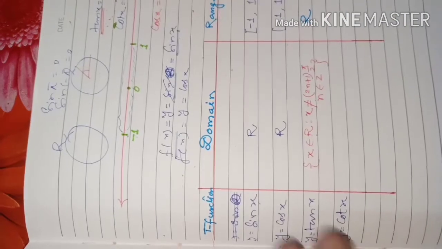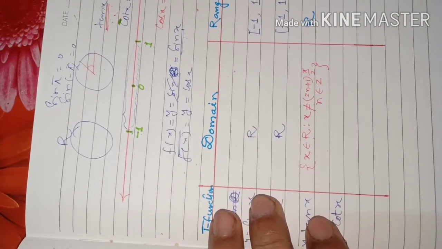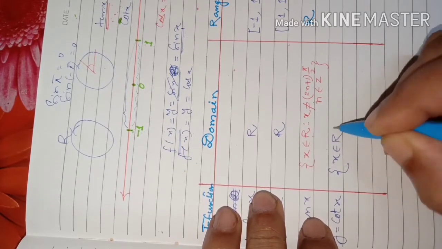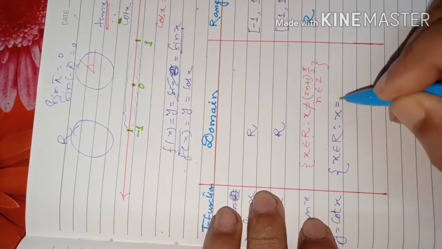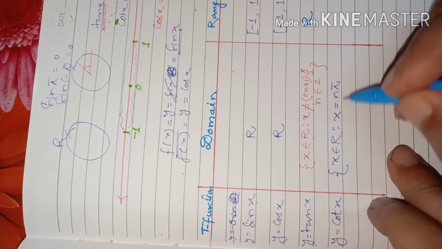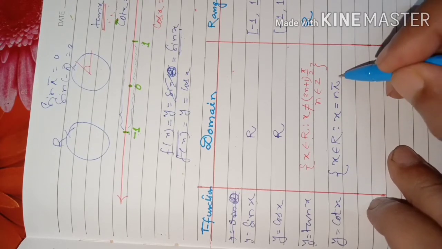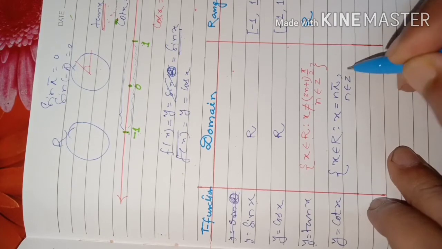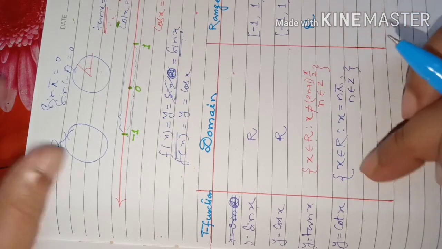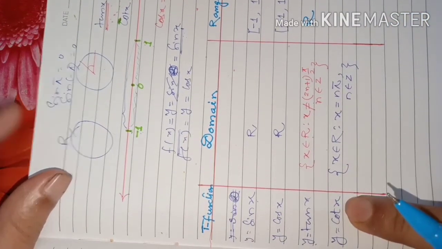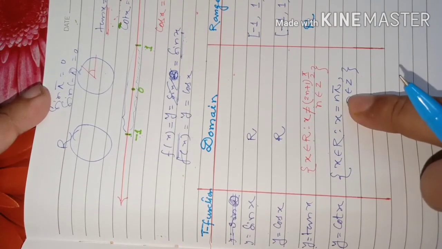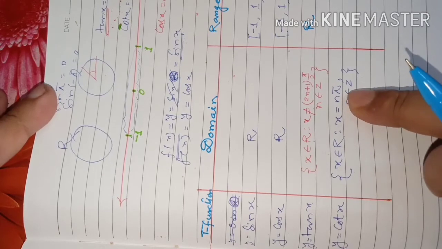For cot function, when we write the domain, we will write like this: all real numbers except x cannot take n pi, integral multiples of pi, it cannot take. Where n stands for integer. Otherwise all the real numbers it can take. This x means the angle. This angle can be any real number except integral multiples of pi.